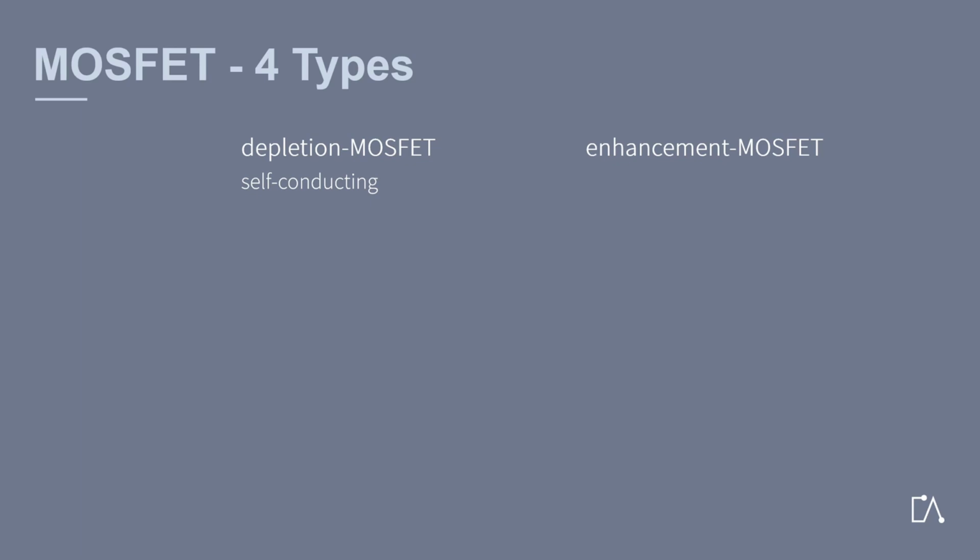It is called depletion MOSFET, because by applying a gate voltage a depletion region is created, which keeps current from flowing. The other type is the enhancement MOSFET. The name comes from the fact that it has a depletion region, which needs to be enhanced with free charges in order to conduct. This one is self-locking, and used in most applications.